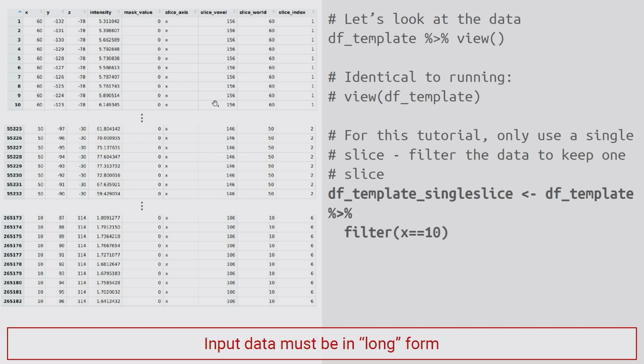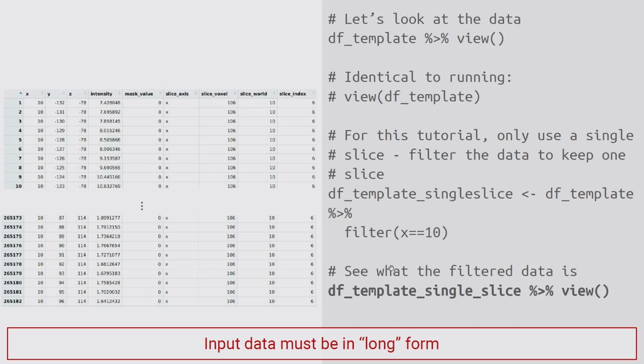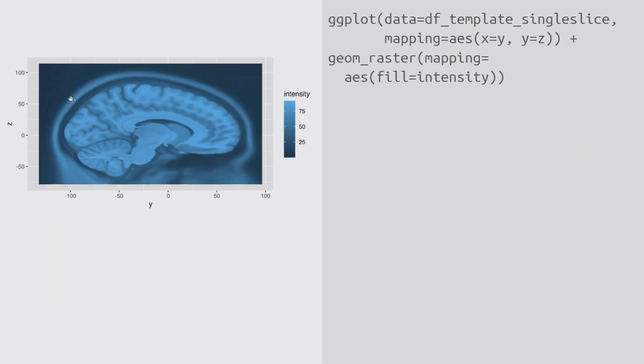For this tutorial, we'll make it a bit simpler. We're just going to take a single slice of this data. This is a 3D image, and we're only going to take slices that correspond to the x value of 10. Because we're filtering on a single x value, that's going to give you sagittal slices. You get a single set of x values and then different y and z values, and those are your corresponding sagittal slice.